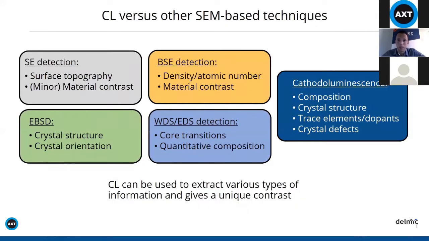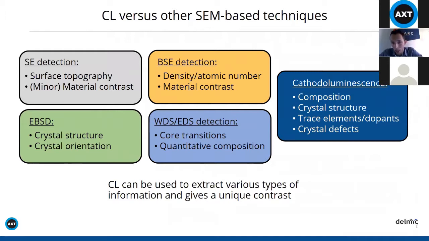Now, maybe to briefly compare cathodoluminescence to other SEM-based techniques. In an electron microscope, you often do secondary electron imaging, where you really look at the surface topography of your material. You can look at the backscattered electron detection, in which case you really look at the density of your material. You can distinguish heavier from lighter elements. In EBSD, you can even access the crystal structure and the crystal orientation.